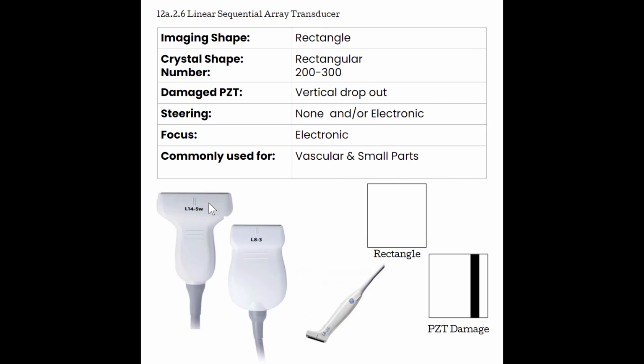So this linear transducer here has a bandwidth of 14 to 5 megahertz. This type of transducer is best for small parts, for our breast, testicle, thyroids, that kind of stuff. The 8.3 has a bandwidth of 8 megahertz down to 3 megahertz. This one is going to be best used then for more vascular applications, looking at carotids, looking at the vessels in the arms or in the legs.